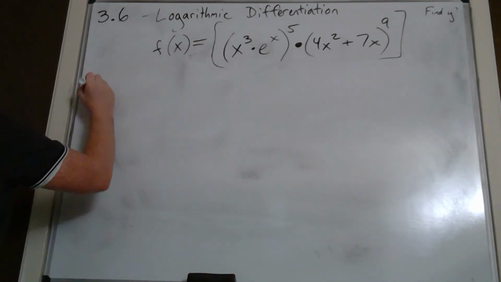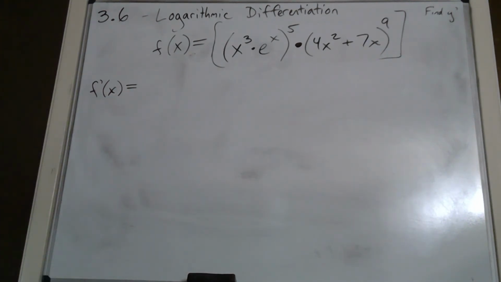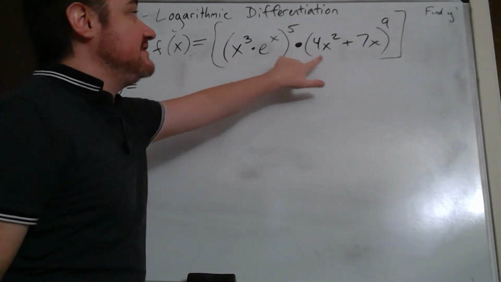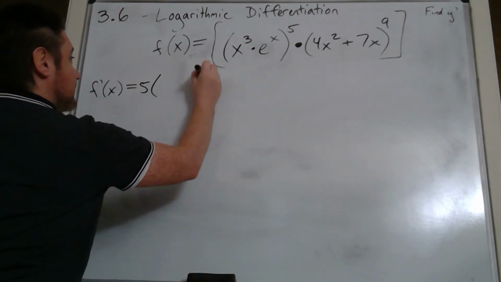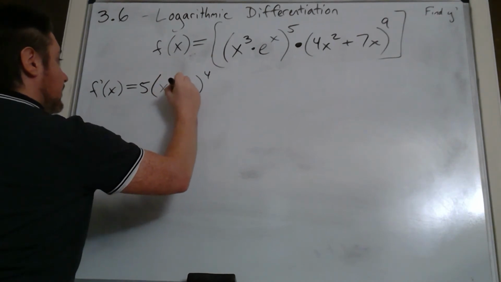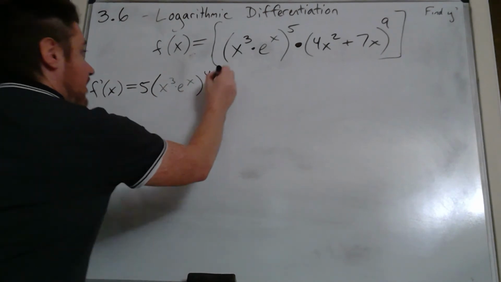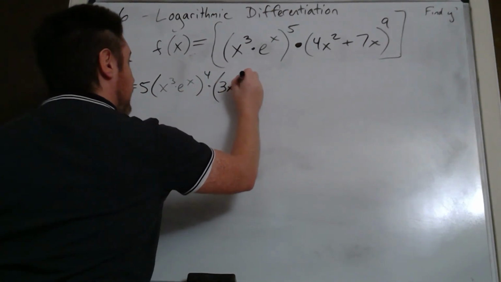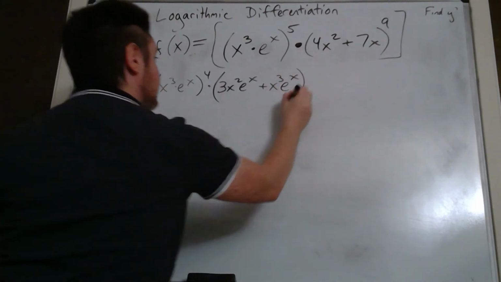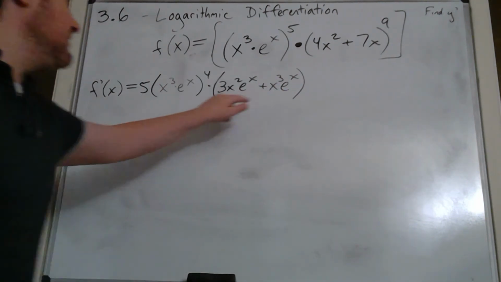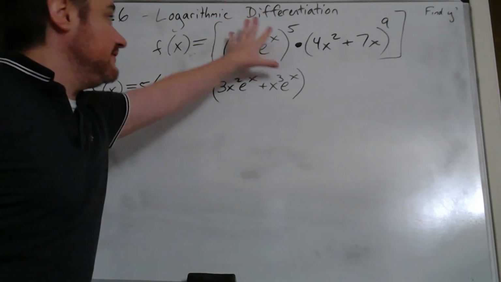If I wanted to find f prime here of x, I need the derivative of the first one times the second one, right? So the derivative of the first one is 5 times that thing to the 4th times the derivative of the inside, which is a product rule. So then we're going to get 3x squared e to the x plus x cubed e to the x, right? That's my derivative of that. This is the derivative of that.